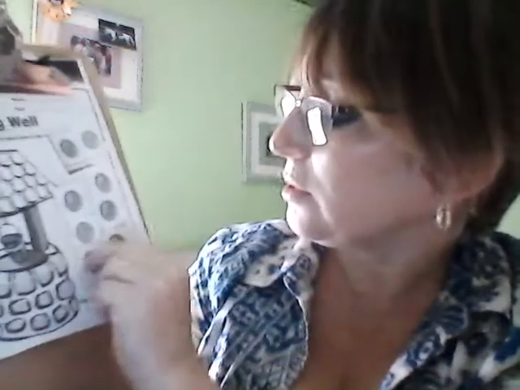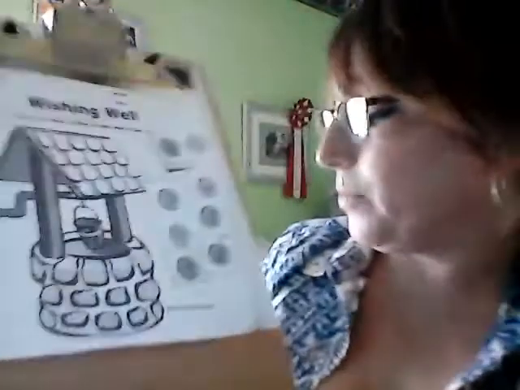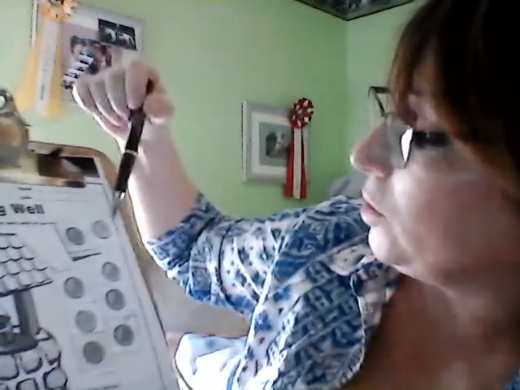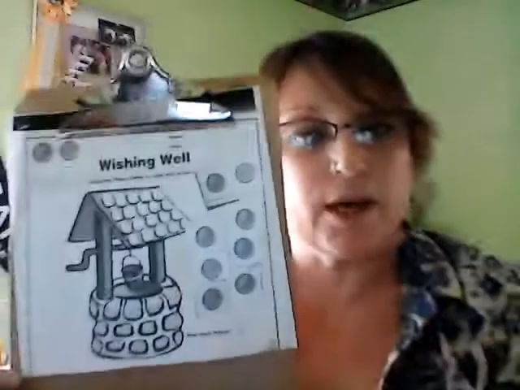And here's another dime, and it is on tails. So, how many wishes do we have? Well, let's count the dimes. 1, 2, 3, 4, 5, 6, 7, 8. We have 8 wishes. But how much money do we have?